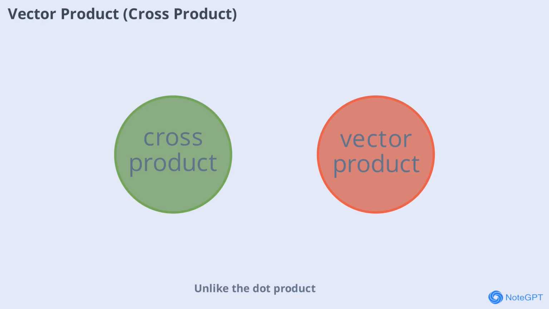Unlike the dot product, the result is a new vector that is perpendicular to both original vectors. This operation is important in physics, especially when dealing with rotational motion and torque. The cross product helps us understand how forces interact in three-dimensional space.